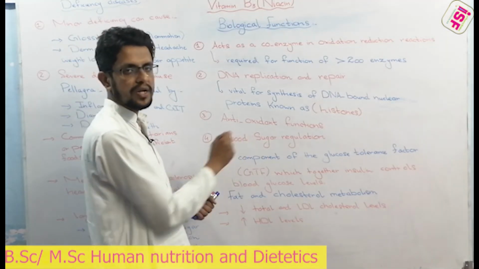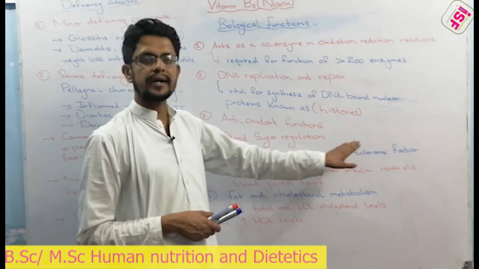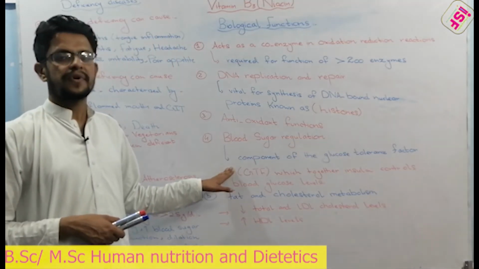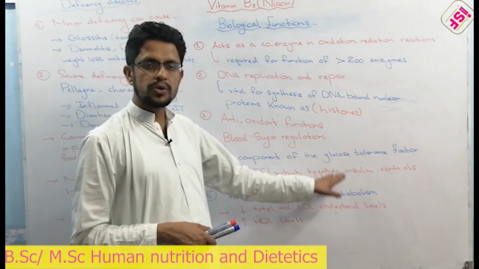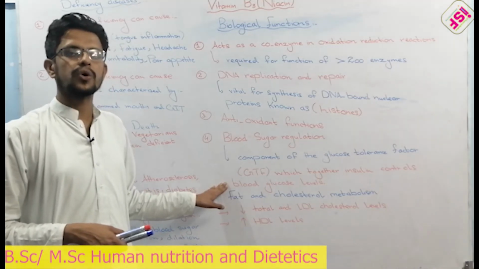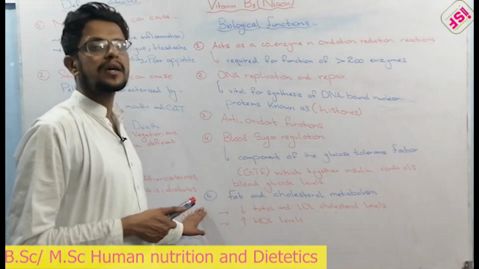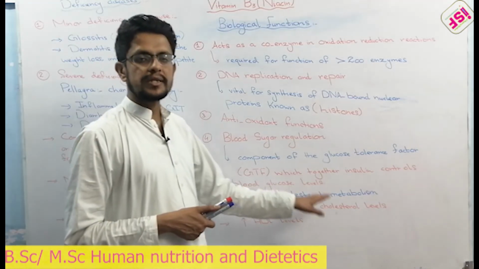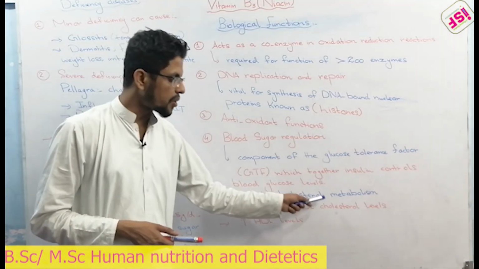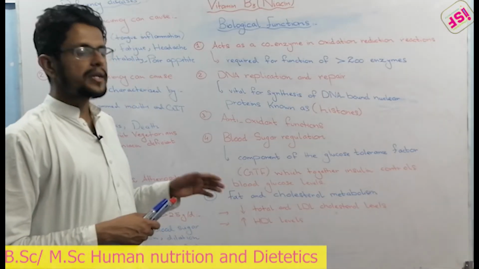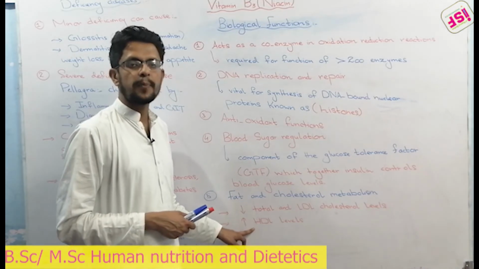The most interesting function is that vitamin B3 is also required for blood sugar regulation. How? Basically, vitamin B3 is a component of the glucose tolerance factor, which is known as GTF. This GTF combines together with insulin and controls the blood glucose levels. The fifth and important function of vitamin B3 is that it is also required for fat and cholesterol metabolism. How does it participate? It lowers the total and LDL cholesterol levels, while on the other hand it increases the level of the protective cholesterol, which is known as high density lipoprotein or HDL.